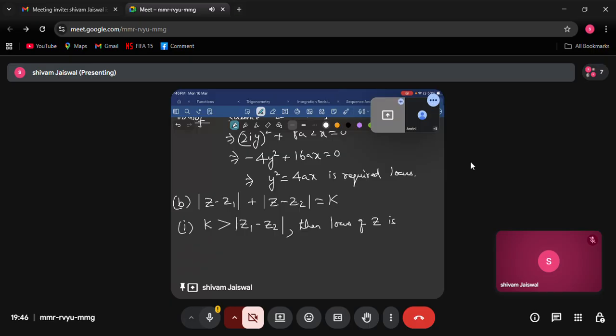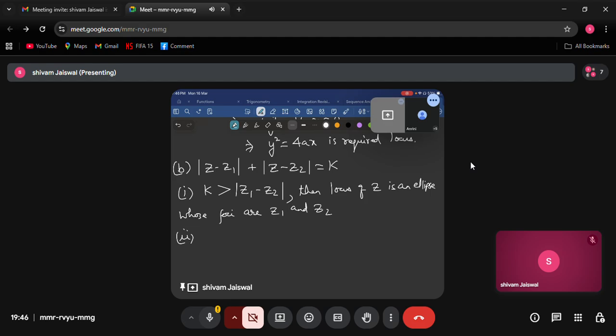Then locus of z is an ellipse whose foci are z1 and z2. Number 2, k equal to mod of z1 minus z2, then what will happen? Then what is the locus? See, sum of any two sides is equal to the third side. What will it represent?